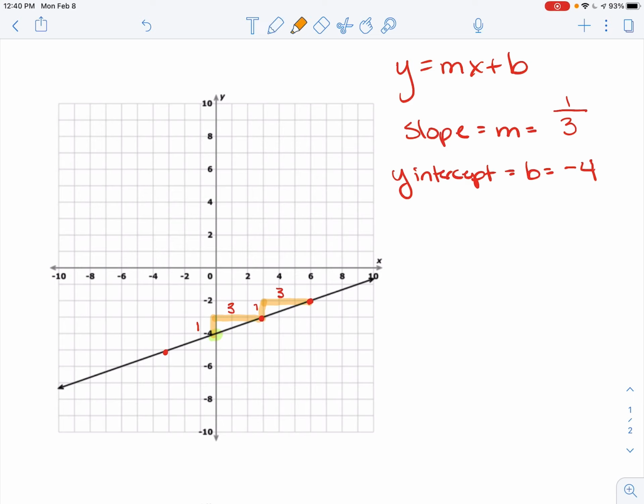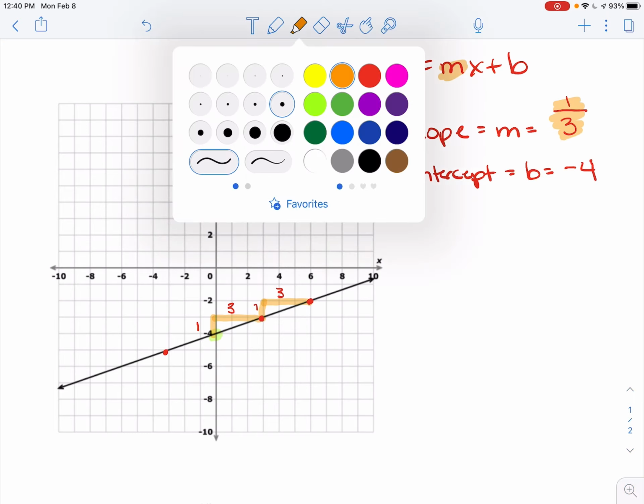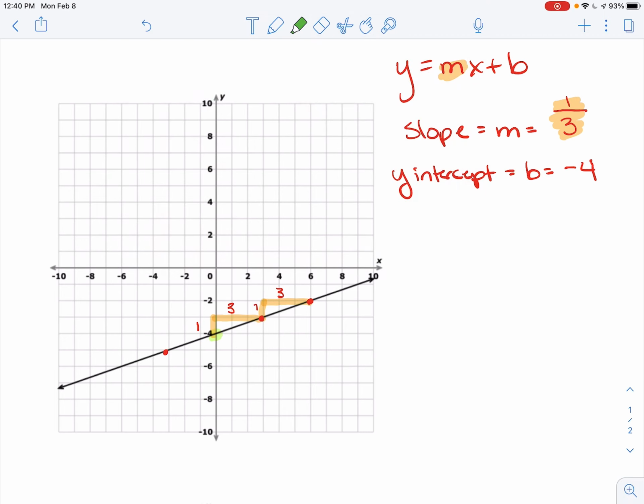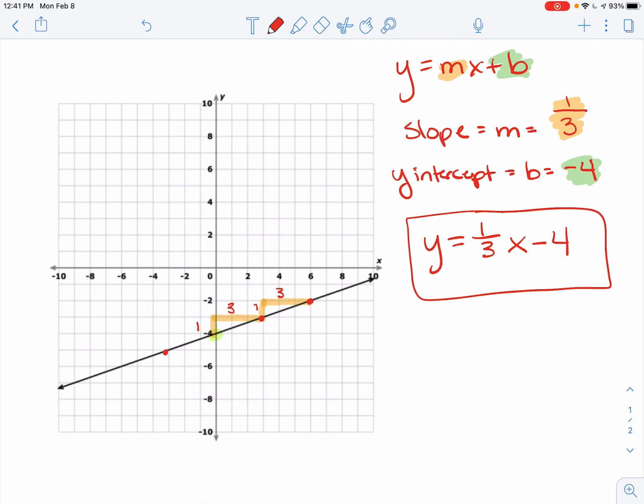Now I'm going to take these two pieces together. I'm going to take my slope and substitute that in for the m. And I'm going to take my y-intercept and substitute that value in for the b, and write my equation. So y equals 1/3 x minus 4. All right, so that's the first graph.